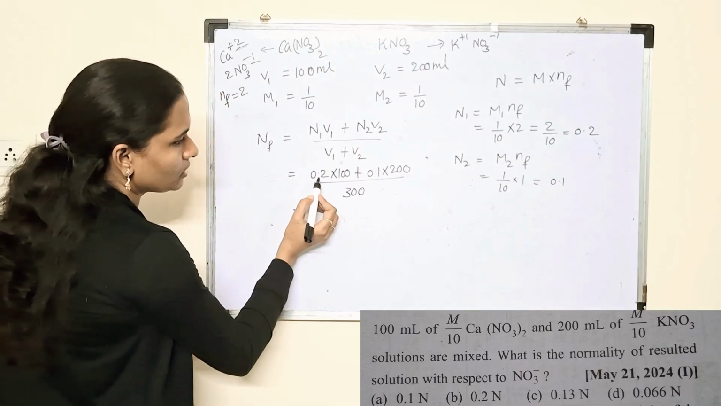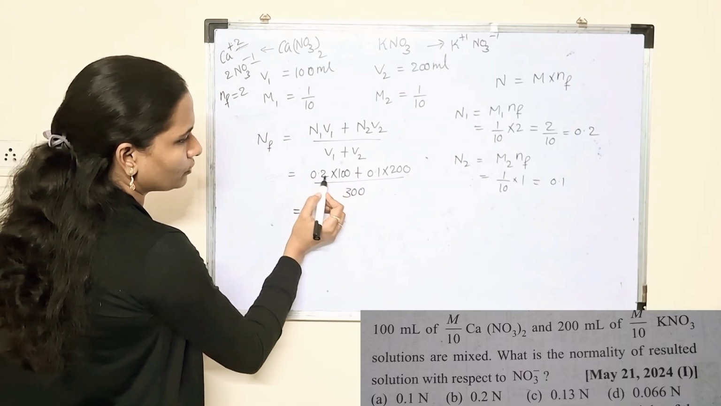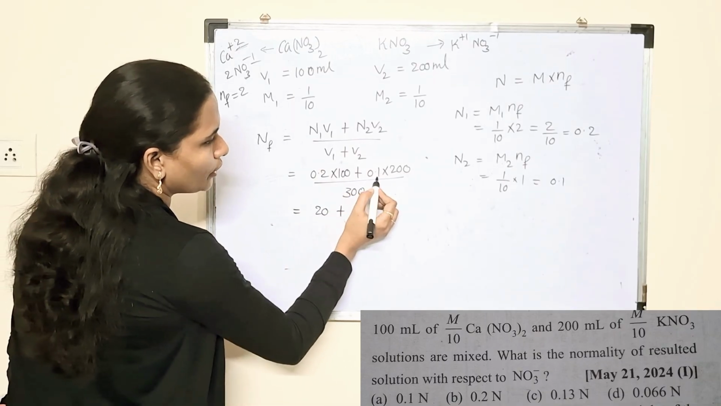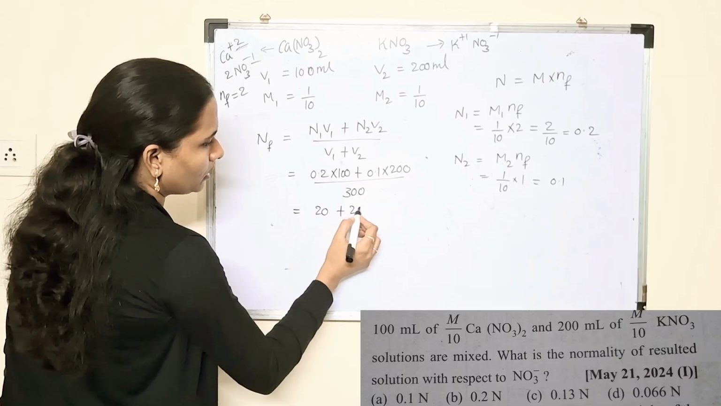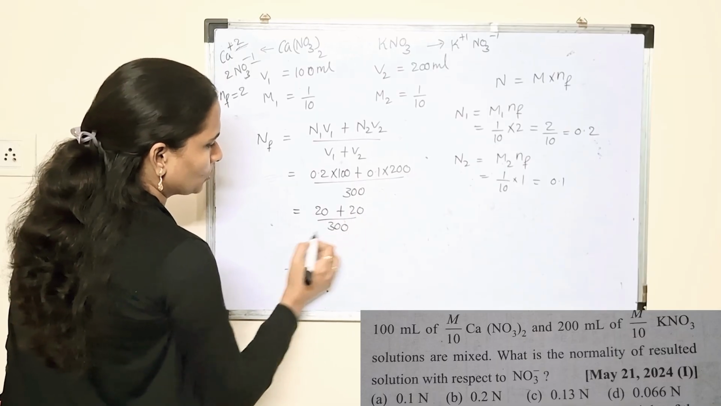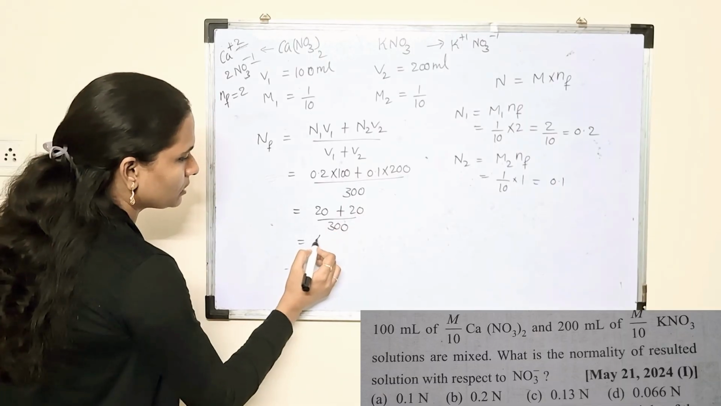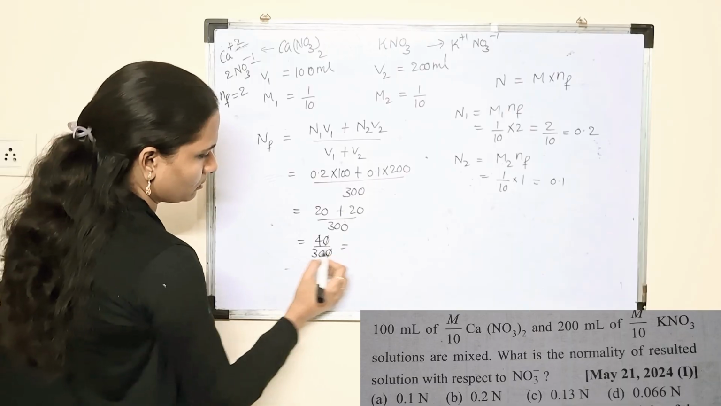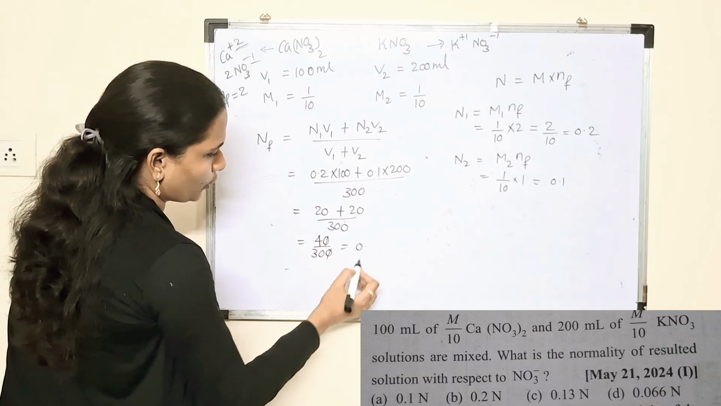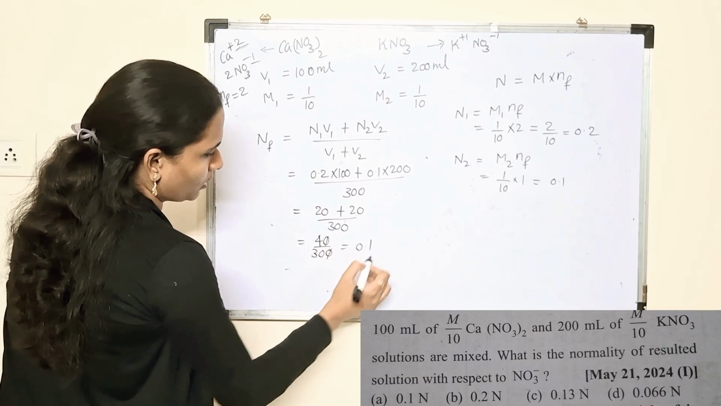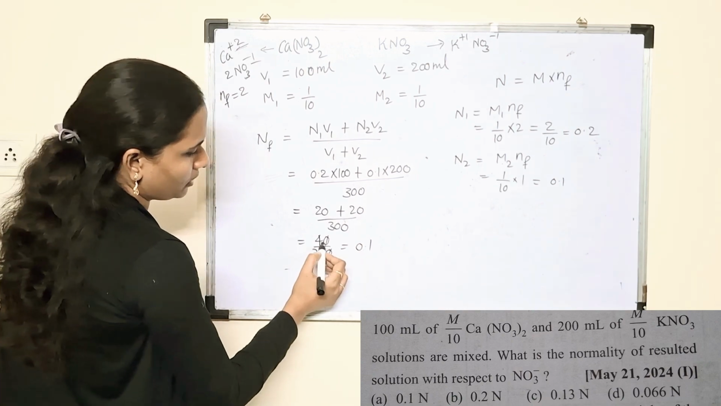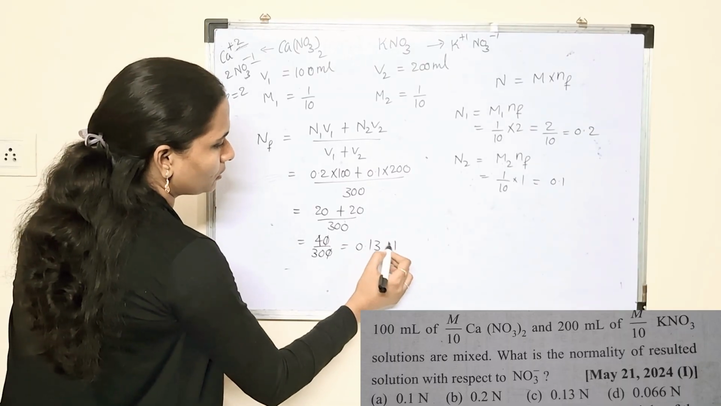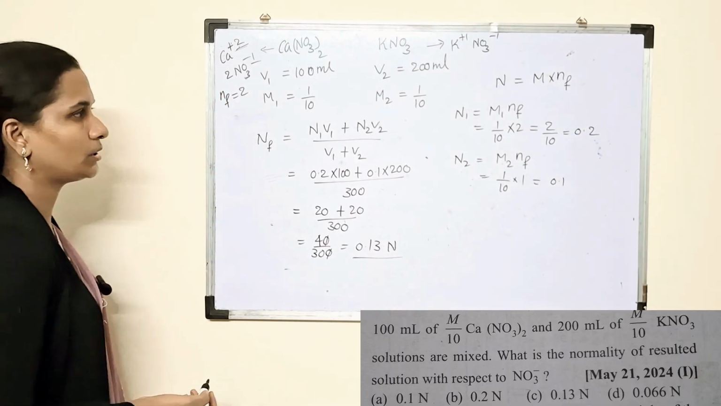Now this is 0.2 into 100, point after 1 place, so the 10 will be cancelled. Then this is 20, plus 0.1 into 200, this is also 20, by 300. Now 20 plus 20 is 40 by 300. So the 0 0 cancel, then 4 by 30, which is nearly 0.13. This is the normality. So final normality equals 0.13.